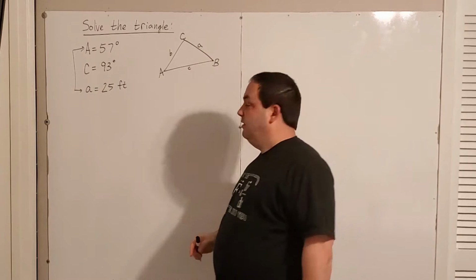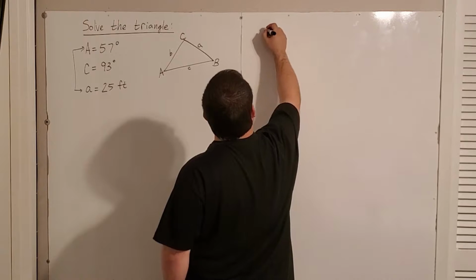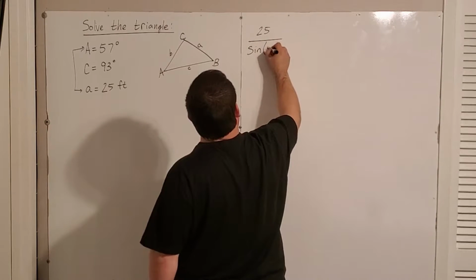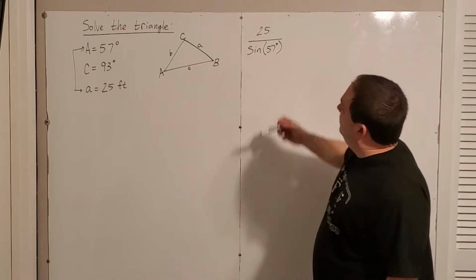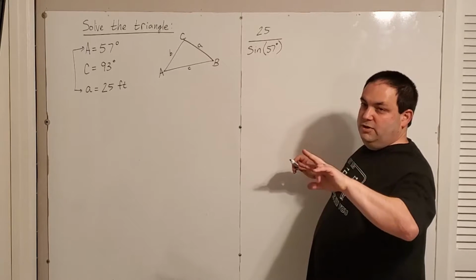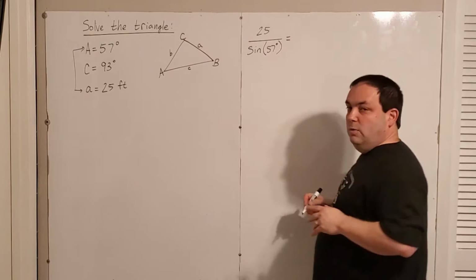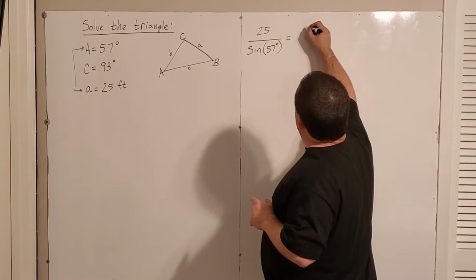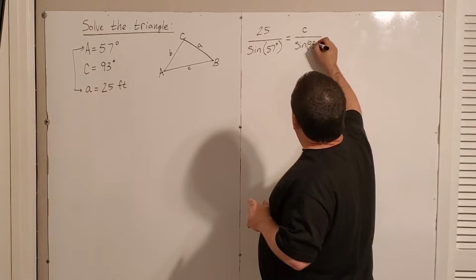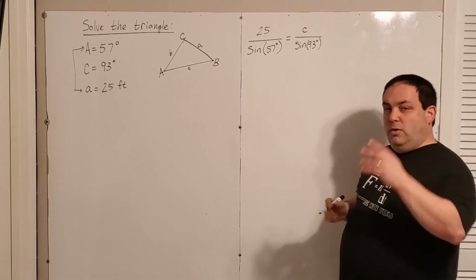Okay, so I'll set up the first calculation here. We'll do it like this. 25 over sine of 57 degrees. And notice what I've done is I've put little a over sine of big A. And remember, I told you we could write the law of sines whichever way as long as you did it the same on both sides of your equal sign. Okay? And that's exactly what I'm going to do right here. I now also have little c over sine of 93 degrees. Okay? So I set it up the same on both sides.